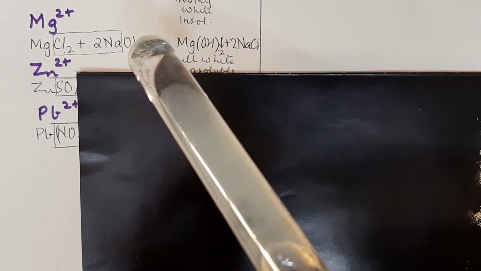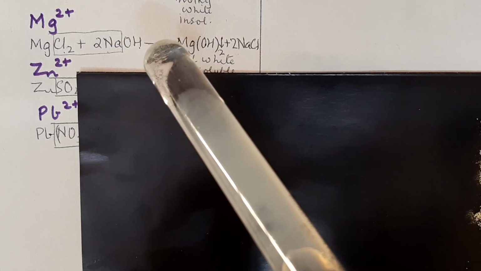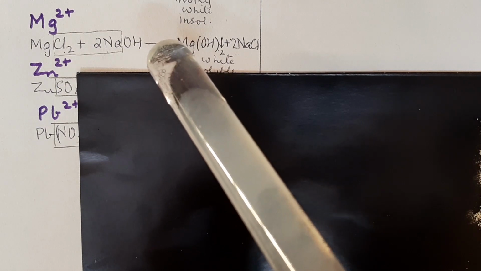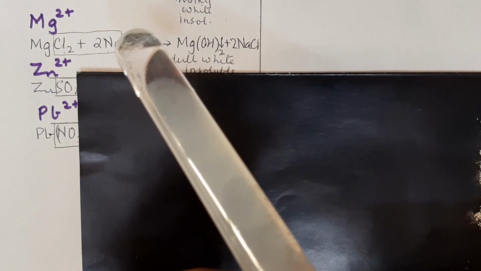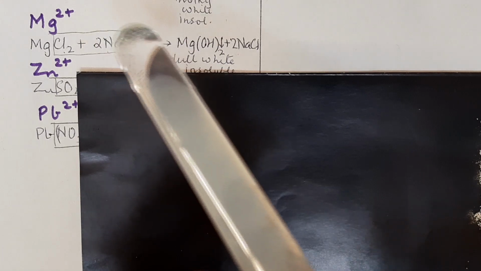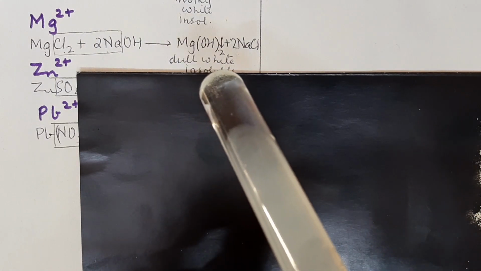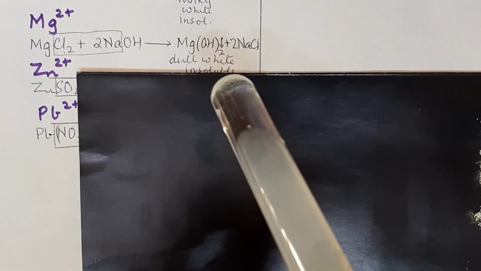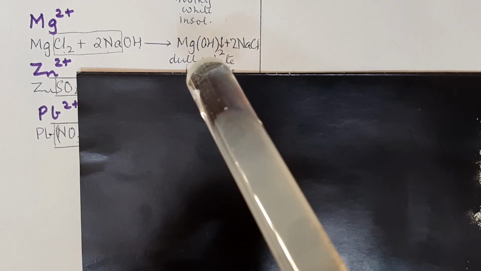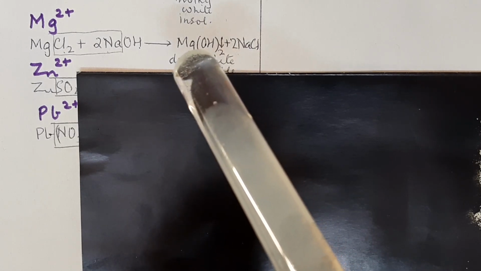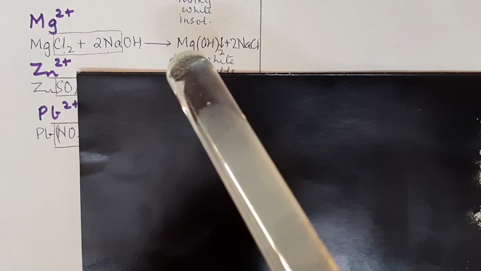You can see that I'm adding in excess, and with excess of NH4OH also it is insoluble. And what is our observation? Dull white precipitate of Mg(OH)2, which is insoluble in excess of NH4OH.